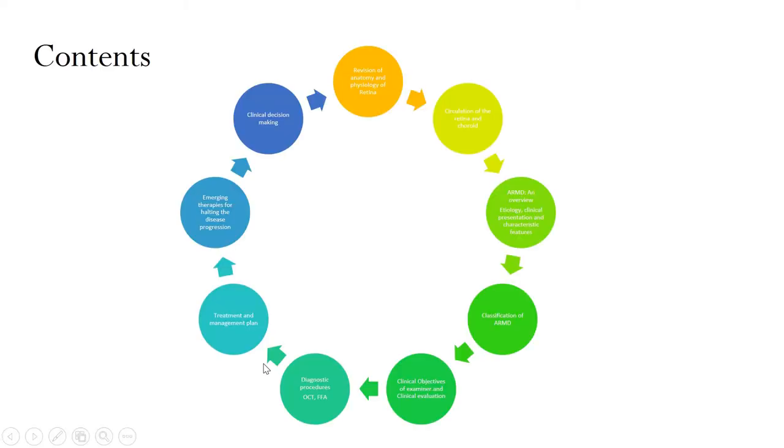What we are going to discuss today is age-related macular degeneration. To start with, these are the contents we will be discussing: its anatomy, circulation, and the pathophysiology, and then the diagnostic procedures, the treatment, and the clinical decisions.